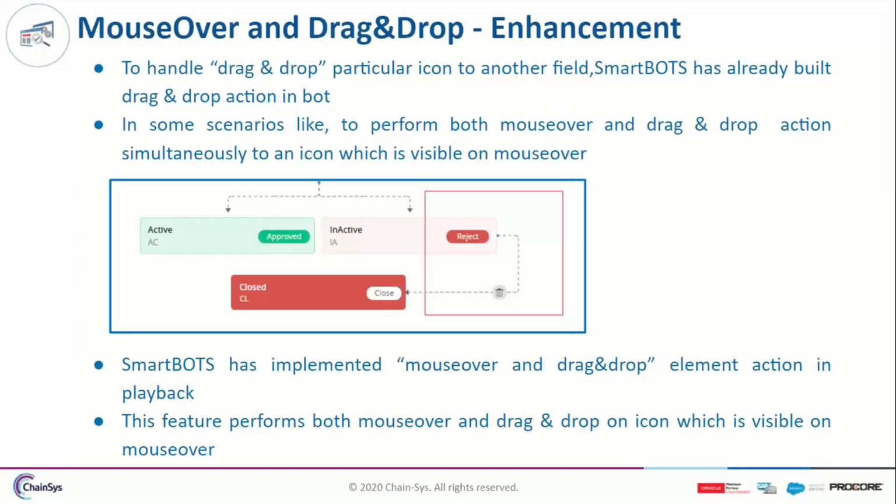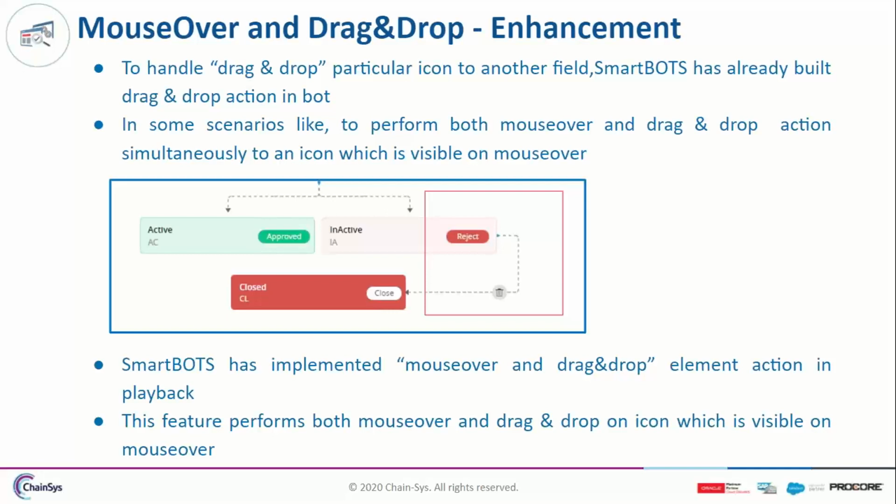Yeah. So here you can see mouse over and drag and drop. Drag and drop is a very useful functionality when you go for any automation, because nowadays we are mostly using drag and drop. But there is a need to perform mouse over and drag and drop in certain applications. So for that reason, we have introduced this feature. When you use this activity, it will locate that particular element as well as do the drag and drop.